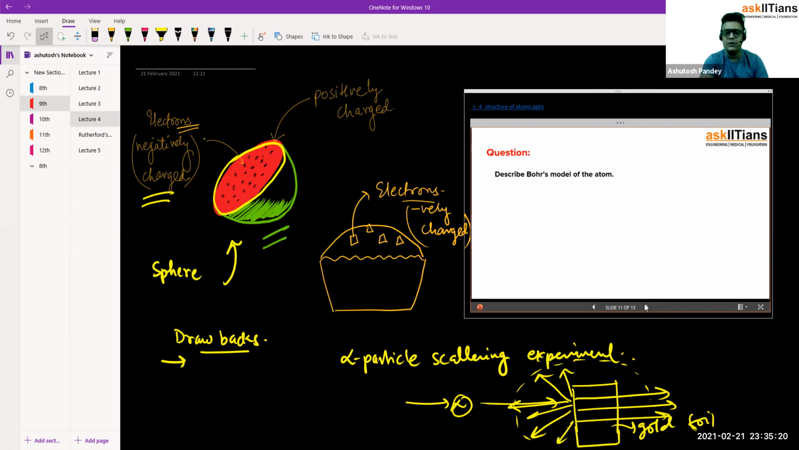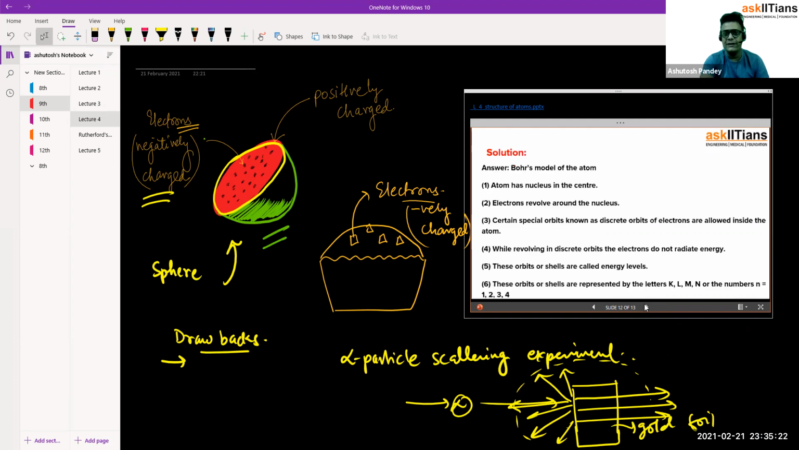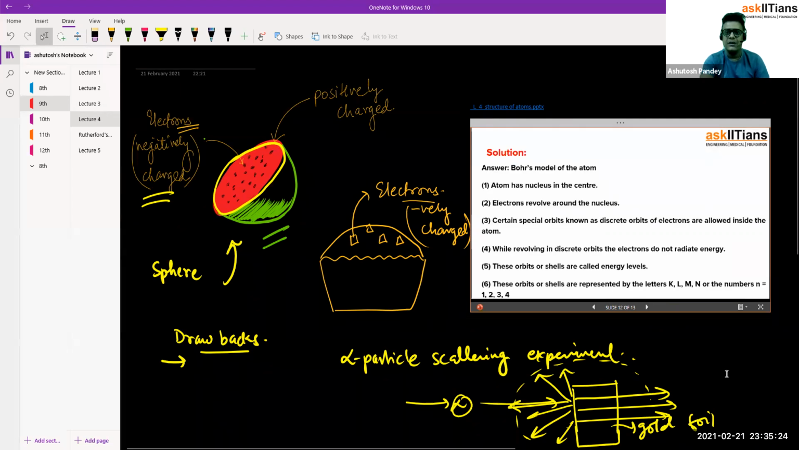Describe Bohr's model of the atom. According to Bohr's model, the atom has a nucleus at the center. Second, the electrons revolve around the nucleus. Third, certain special orbits known as discrete orbits of electrons are allowed inside the atom. The electrons revolve around the nucleus in these discrete orbits, also called stationary orbits or energy levels. While revolving in discrete orbits, the electron does not radiate energy.